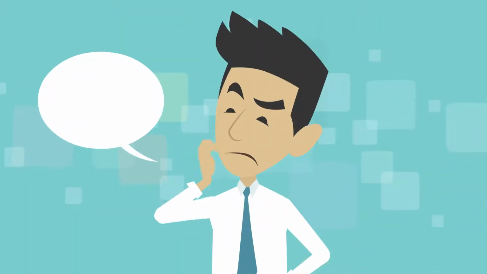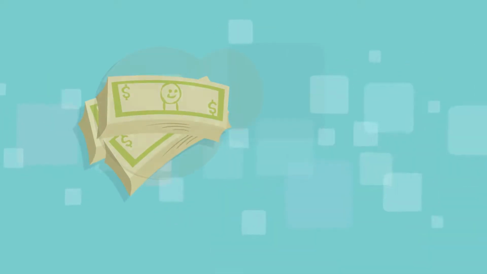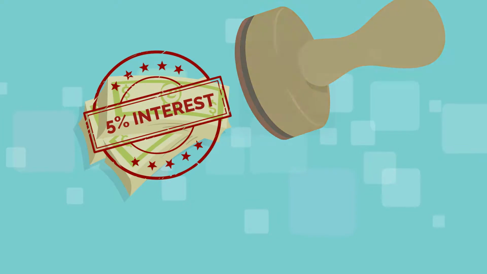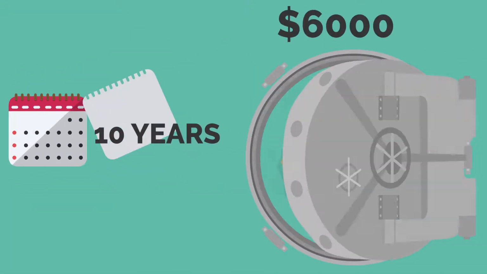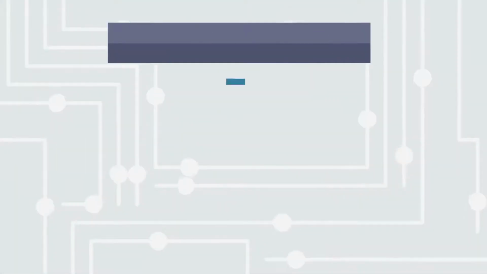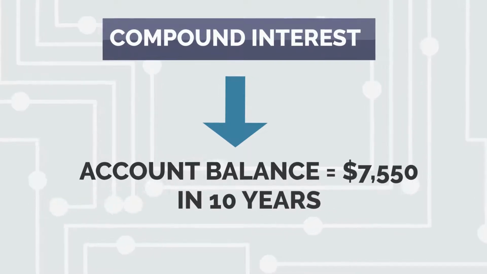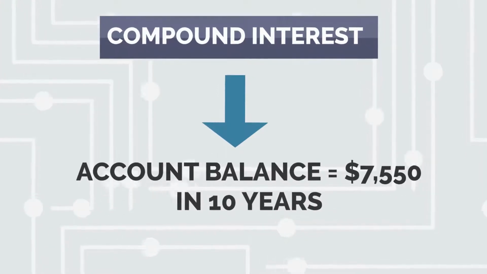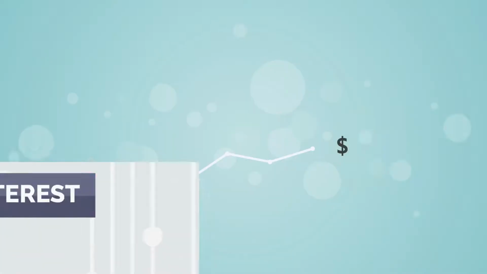Now, think for instance, if you were to earn $50 per month and you made 5% interest compounded annually on that money, that continued for 10 years, you'd put $6,000 into your savings over those 10 years. With the magic of compound interest, the account balance would actually be worth $7,550.